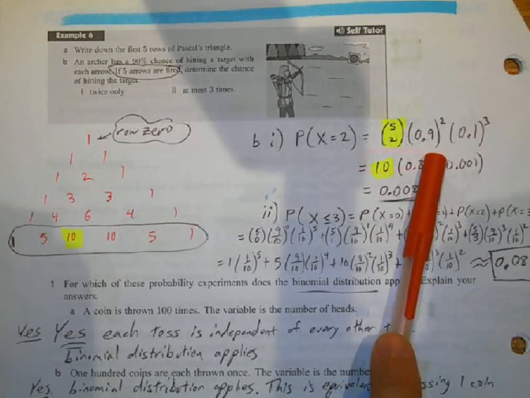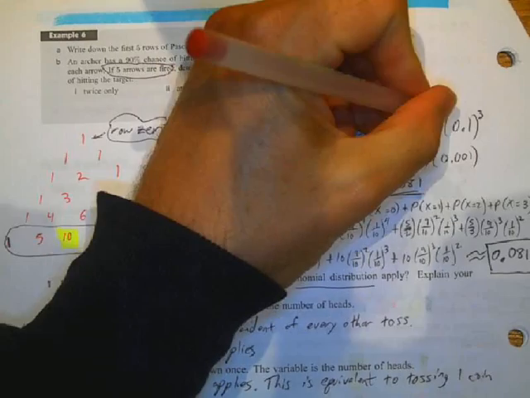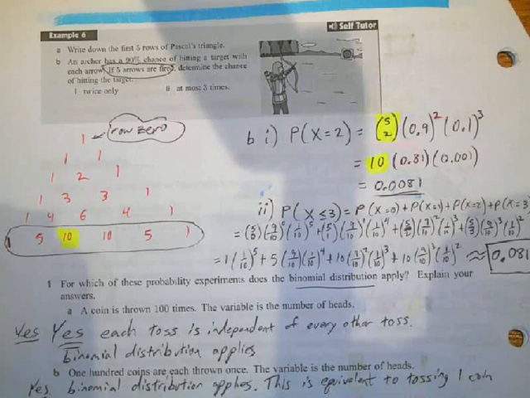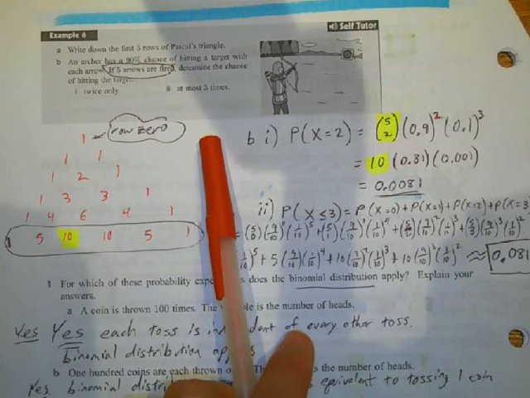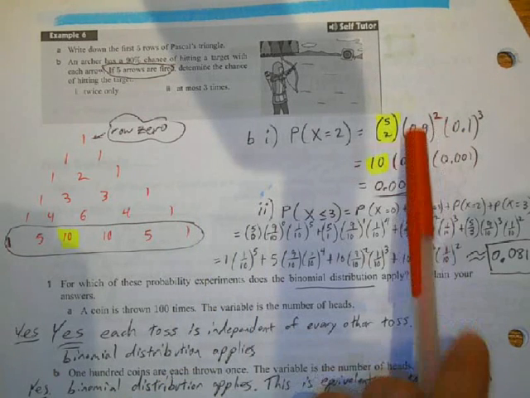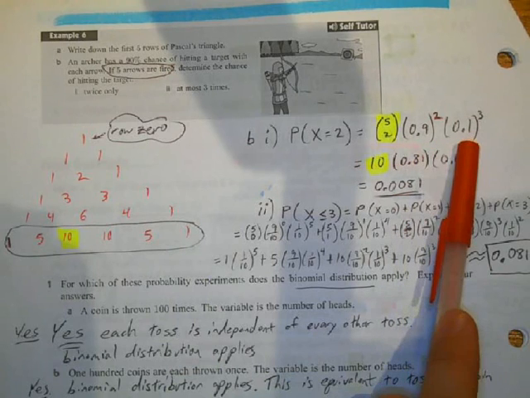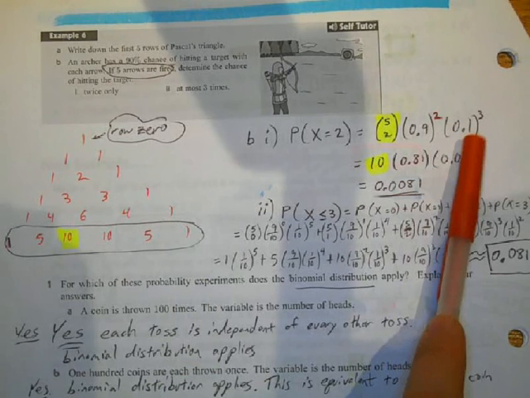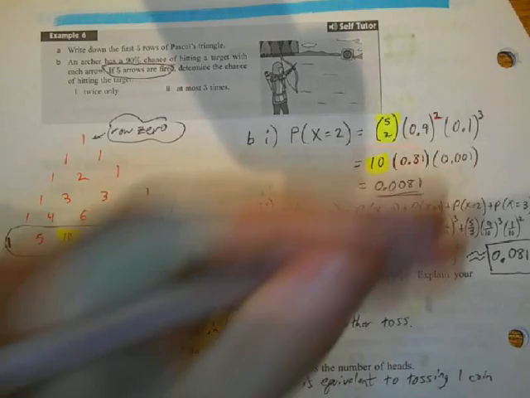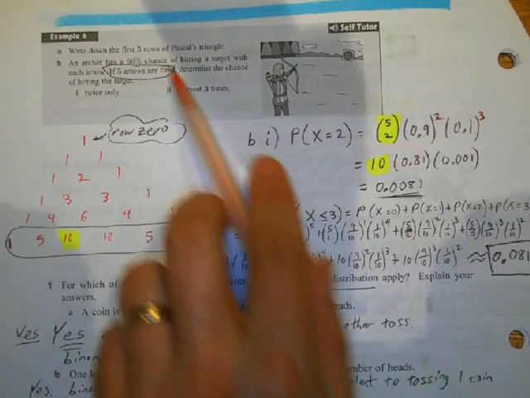Okay, so if I'm shooting the arrow 5 times, and I've got 2 chances of being successful, that means I have 3 chances of being unsuccessful. So I'm going to have to do 0.1 to the power of 3. And as I mentioned before, both of these powers add up to the number of trials, which is 5, and these two probabilities, the 0.9 and the 0.1, add up to 1.